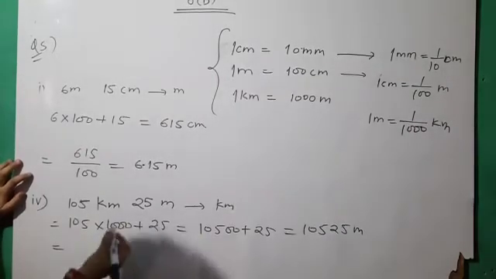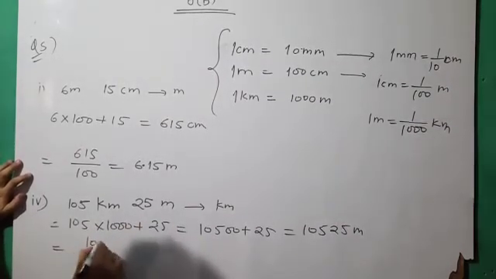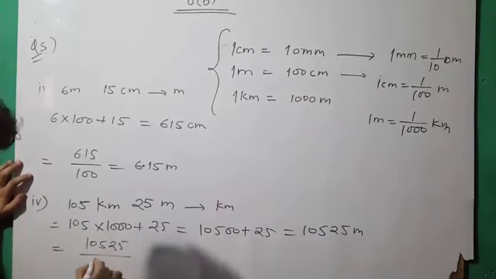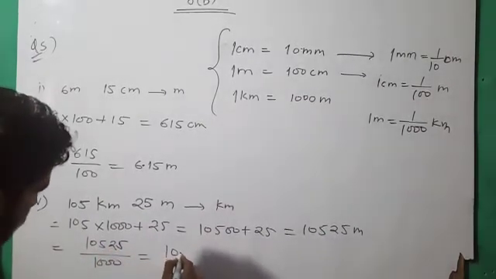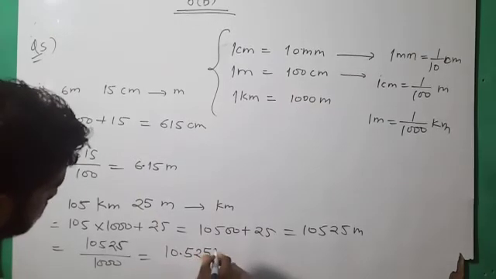Now we have to convert this value into kilometer, so we just have to divide this number by 1000, because we have to change meter into kilometer. So 105.025 kilometer is the answer.